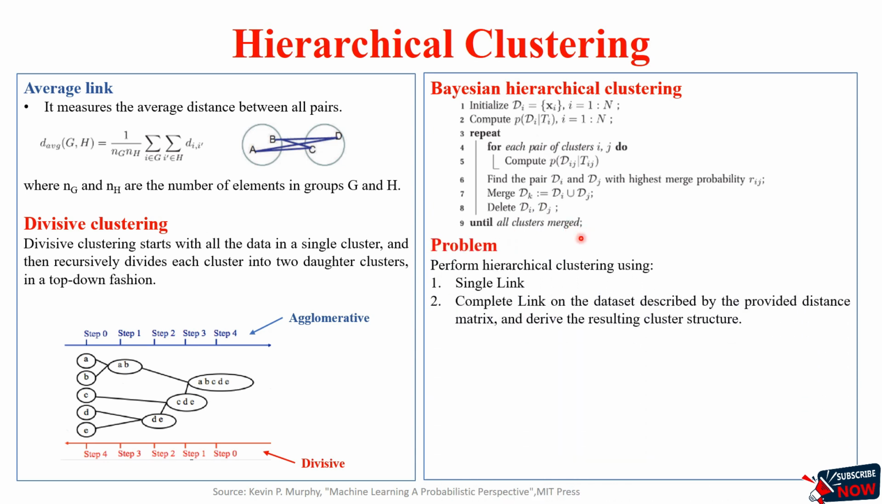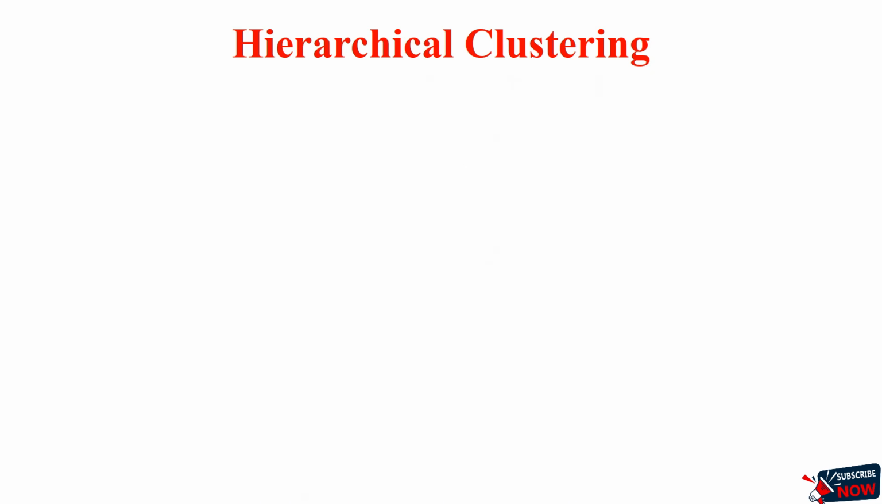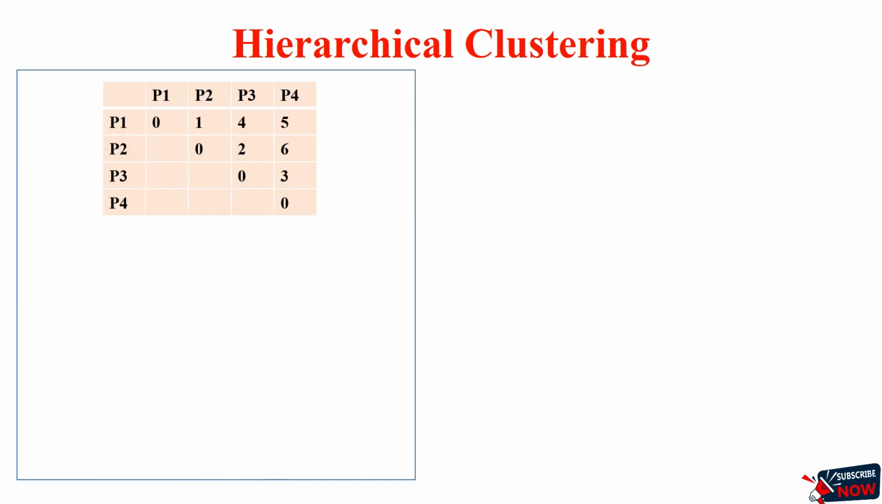Let us see a problem. Now we are going to perform hierarchical clustering using single link and complete link on the data set, and the distance matrix is given. We need to derive the resulting cluster structure. This is the distance matrix. We have 4 points and the distance between each pair is given here. Let us consider this distance matrix.